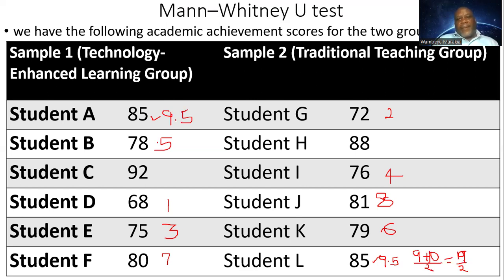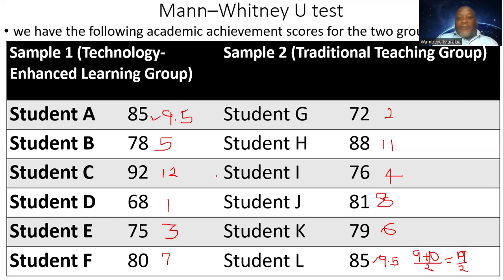Then I still have 2 of them because I had rank 9 and 10. Then I go to rank 11 and rank 12. Rank 11 and rank 12. This is how I do the ranking of both of them.